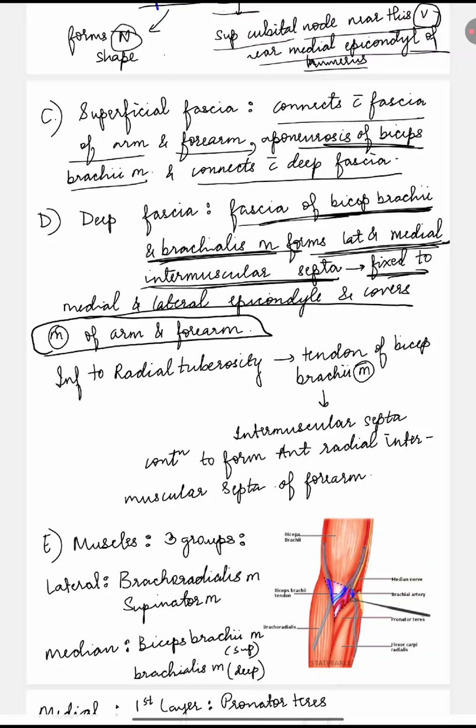Now, inferior to radial tuberosity, there is tendon of the bicep brachii muscle which forms intermuscular septa, continuing to form anterior radial intermuscular septa of the forearm.